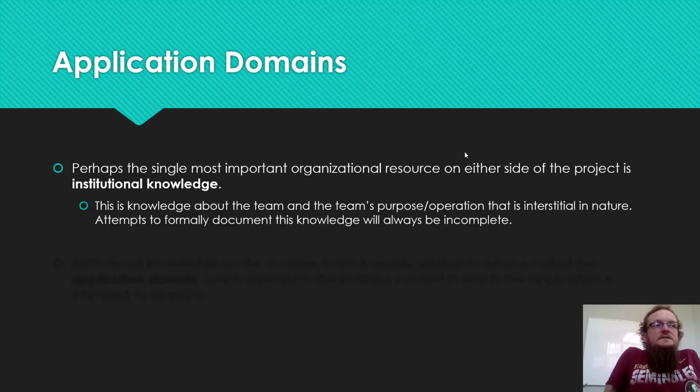So the textbook in the class is optional, and one of the things that the textbook does really well is covering what are called application domains. But I want to back up just a little bit and talk about what I'm referring to here as institutional knowledge.